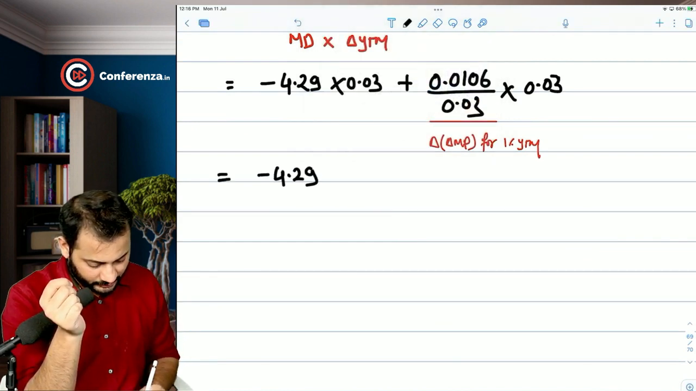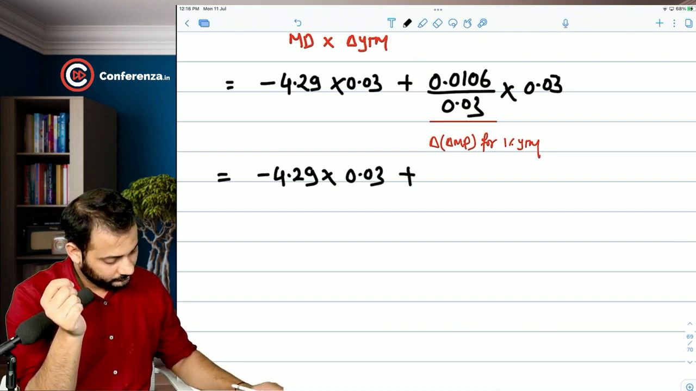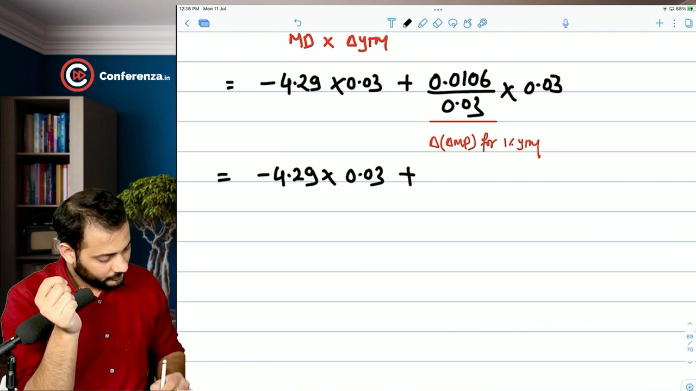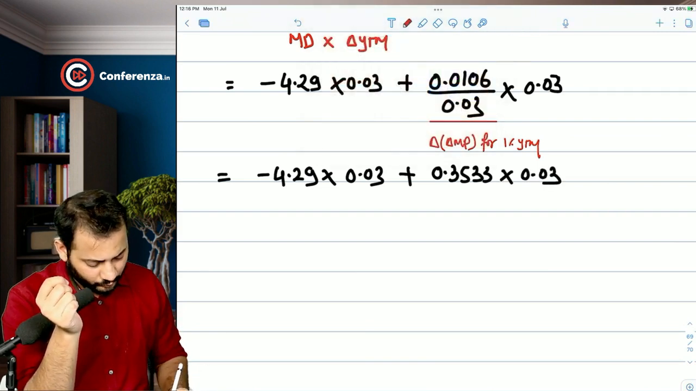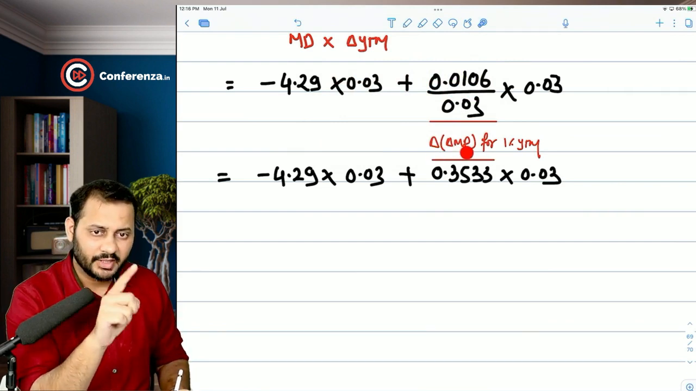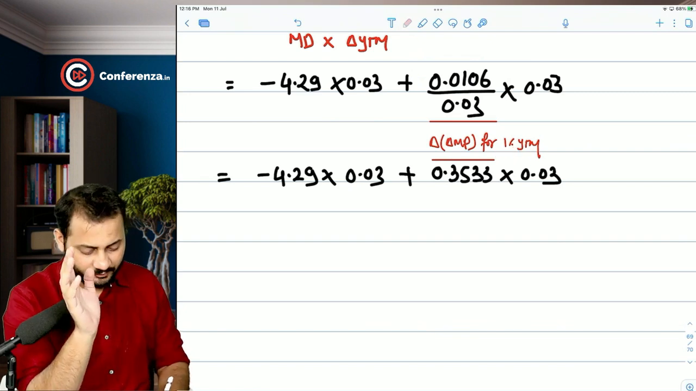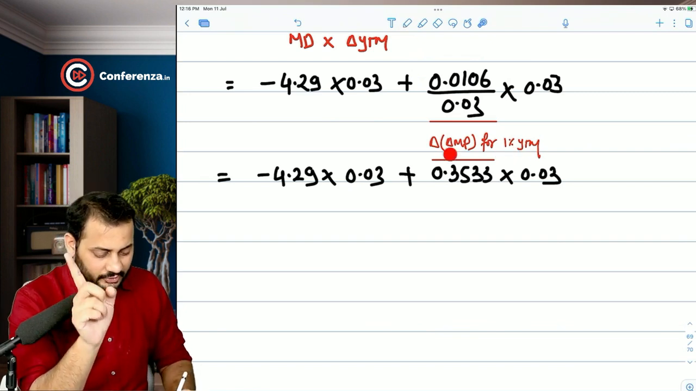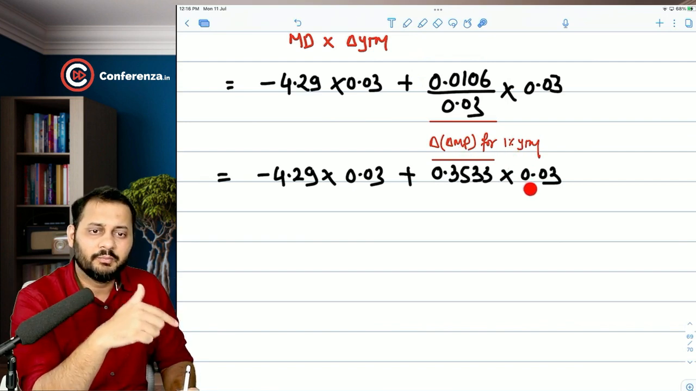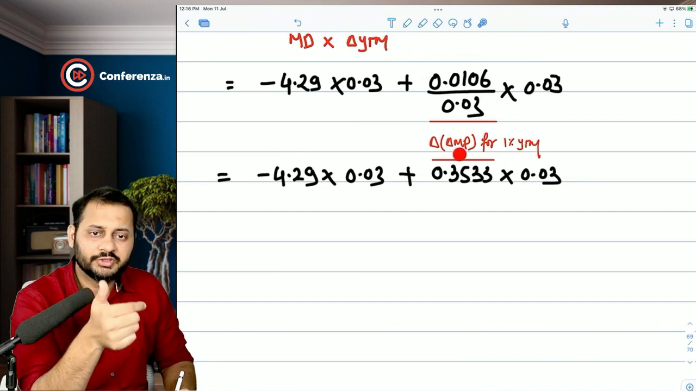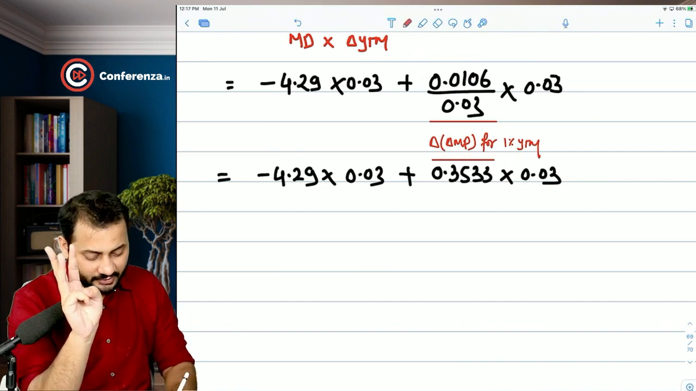Minus 4.29 into 0.03 plus 0.3533 into 0.03. So I can call this 0.3533 as change in market price for 1% change in YTM. And this change in market price for 1% change in YTM when multiplied by 3 will become change in market price for 3% change in YTM, right?